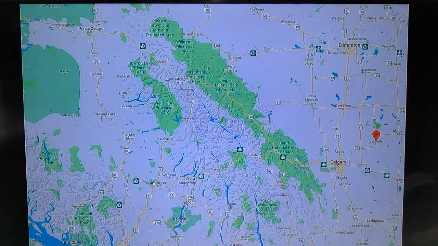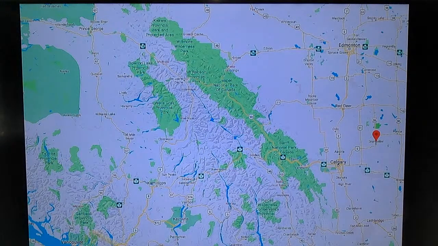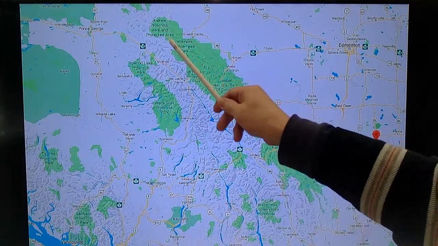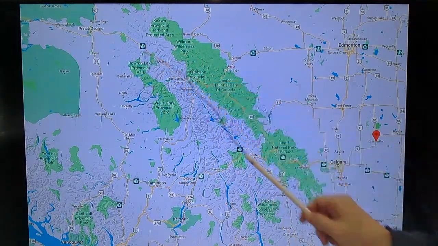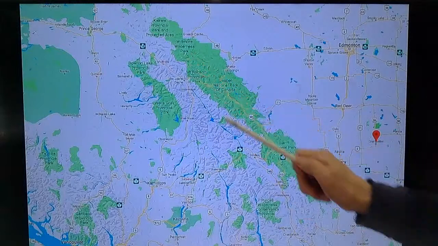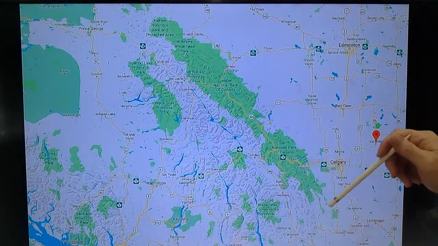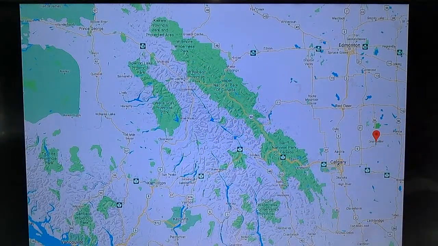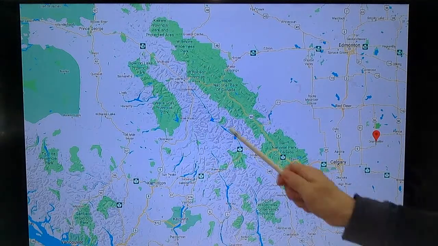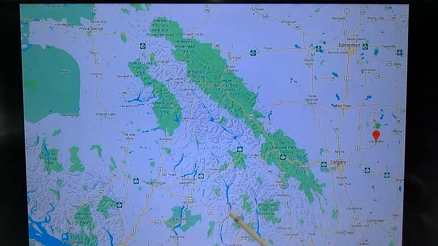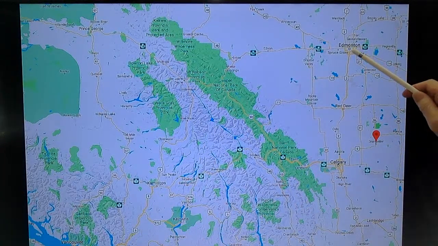Right. We arrived in Vancouver and crossed the Rocky Mountains. This is Vancouver, and these are quite high mountains, the Canadian Rockies. If you go down south, you're going to hit the American Rocky Mountains. So this is the Canadian Rocky Mountains we crossed, and you arrive in Edmonton here.